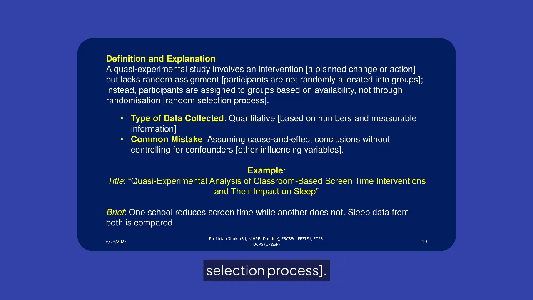Random selection process. Type of data collected: quantitative, based on numbers and measurable information. Common mistake: assuming cause and effect conclusions without controlling for confounders, other influencing variables. Example: title, Quasi-Experimental Analysis of Classroom-Based Screen Time Interventions and Their Impact on Sleep. Brief: one school reduces screen time while another does not. Sleep data from both is compared.